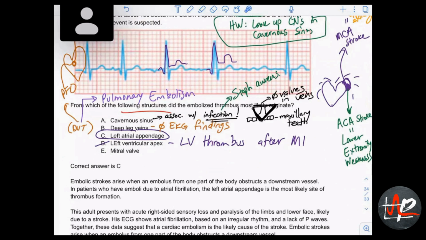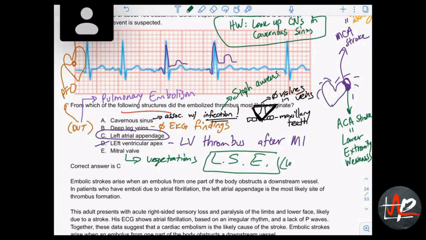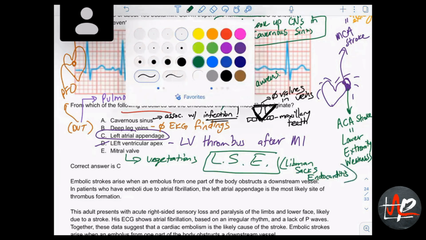Okay, and lastly, let's talk about this mitral valve here. So the mitral valve, if you have vegetations on it, you might have Libman-Sacks endocarditis. The easiest way to remember this, and I'll just write it out for anybody that's just now hearing about this, Libman-Sacks endocarditis. The thing that's really interesting about this is the mnemonic itself.